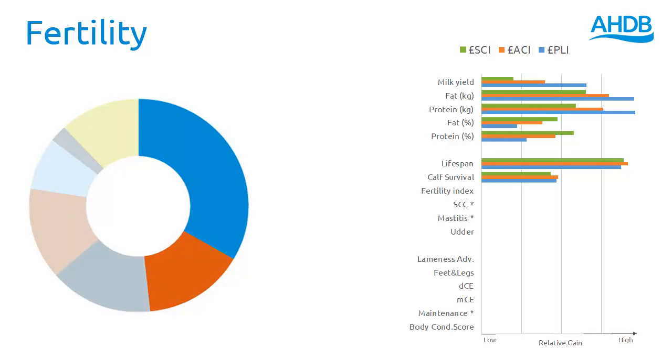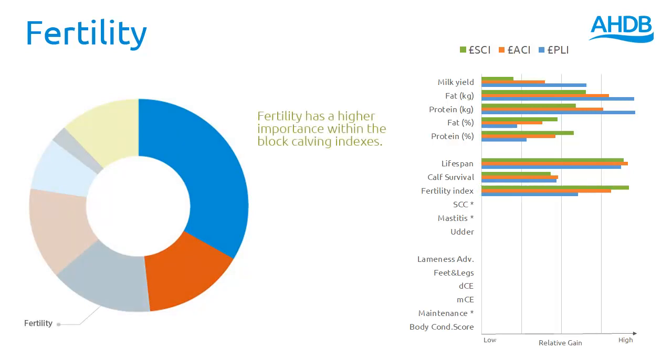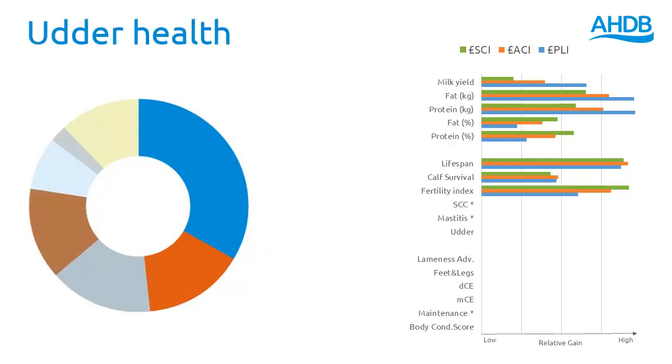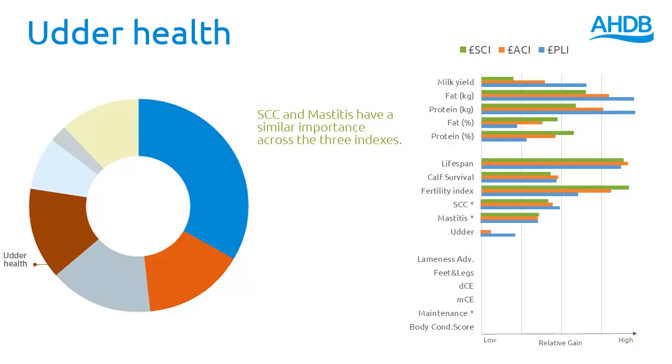Fertility. Fertility has a higher importance within the block calving indexes to promote and maintain the tight block calving pattern. Although fertility is not as strongly selected for in the PLI, this index still places a strong emphasis on this trait. Udder health. SCC and mastitis have a similar importance across the three indexes. The udder composite has the strongest emphasis within the PLI.